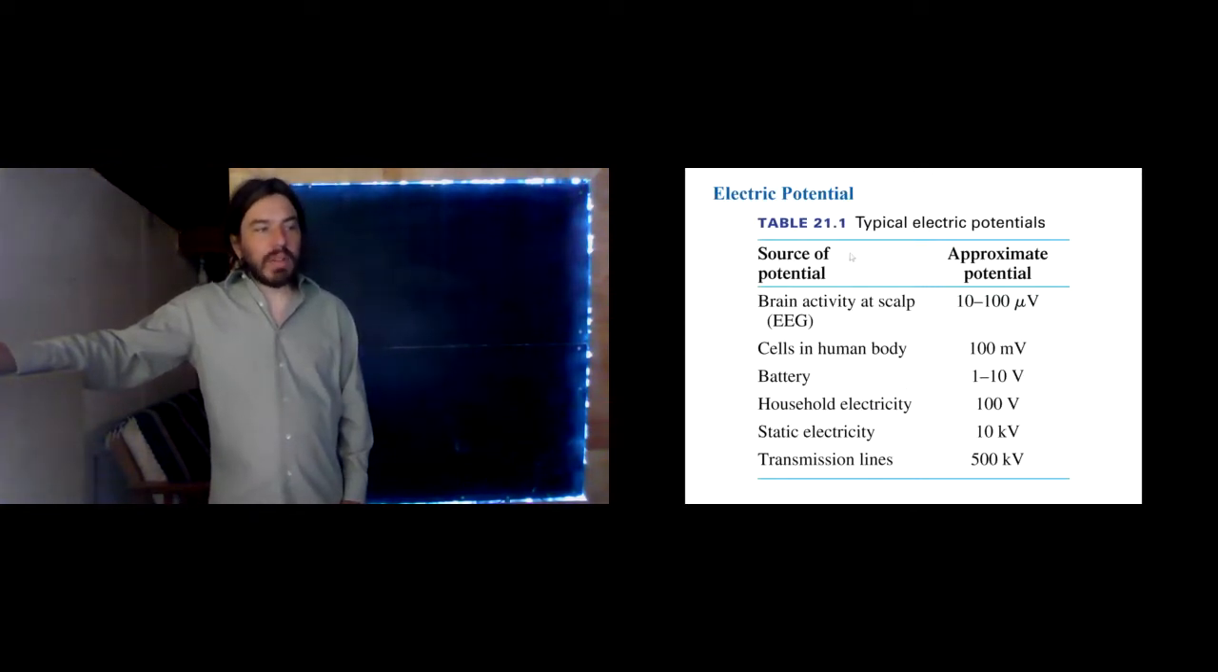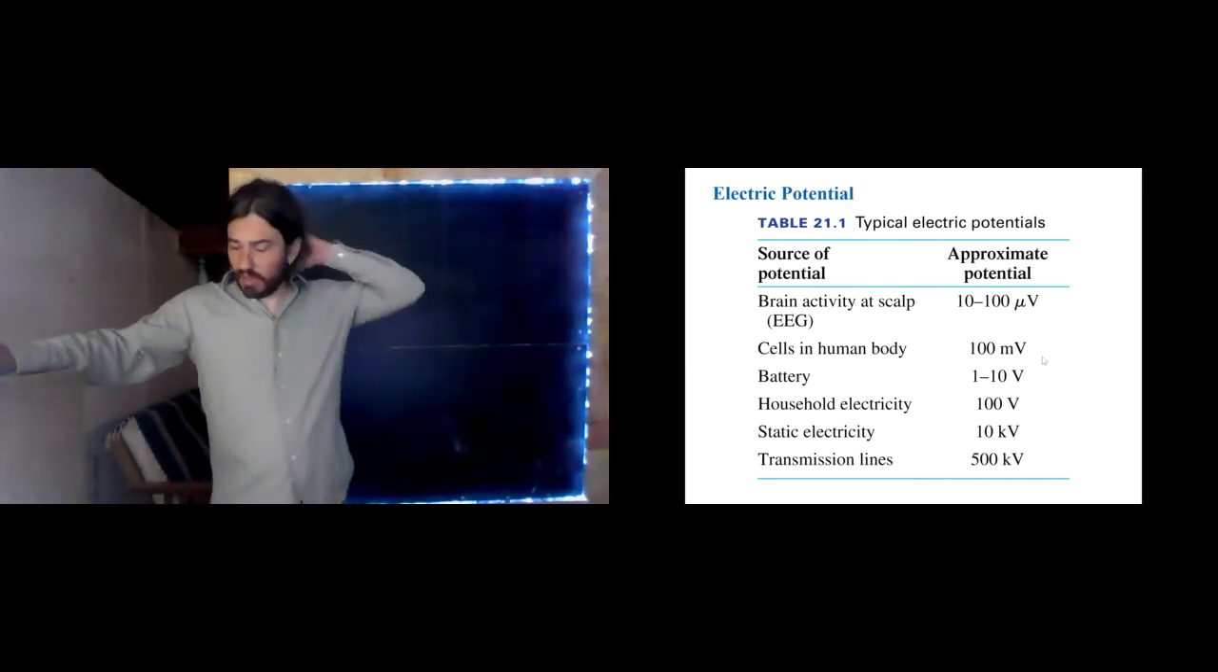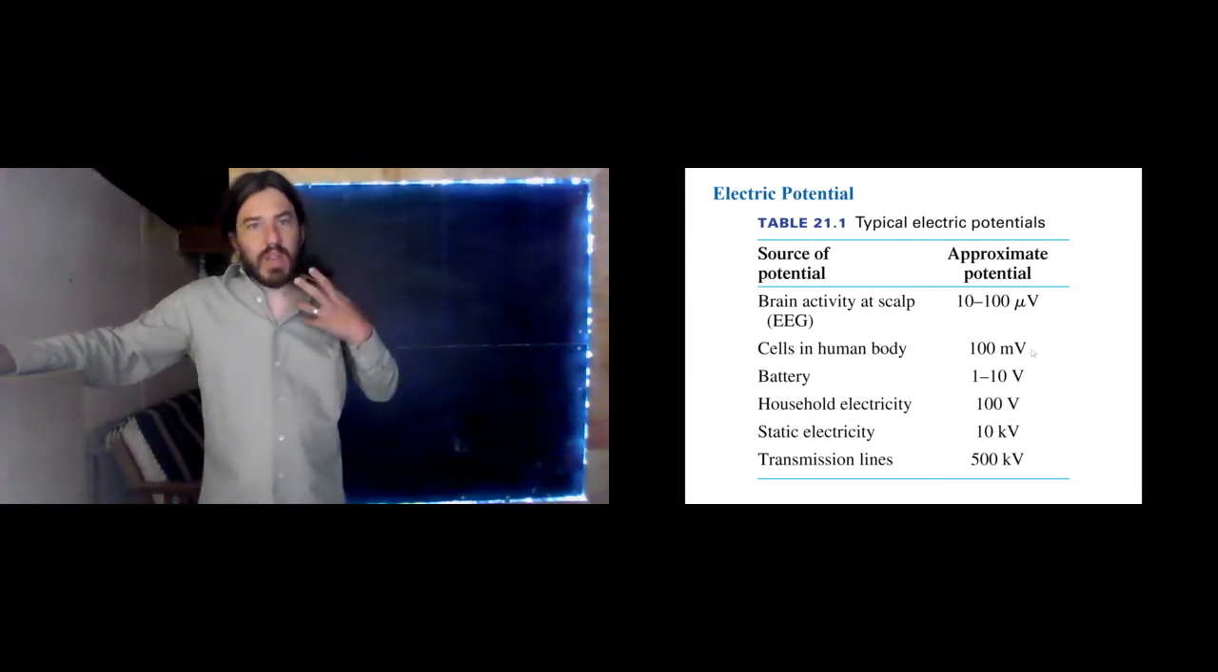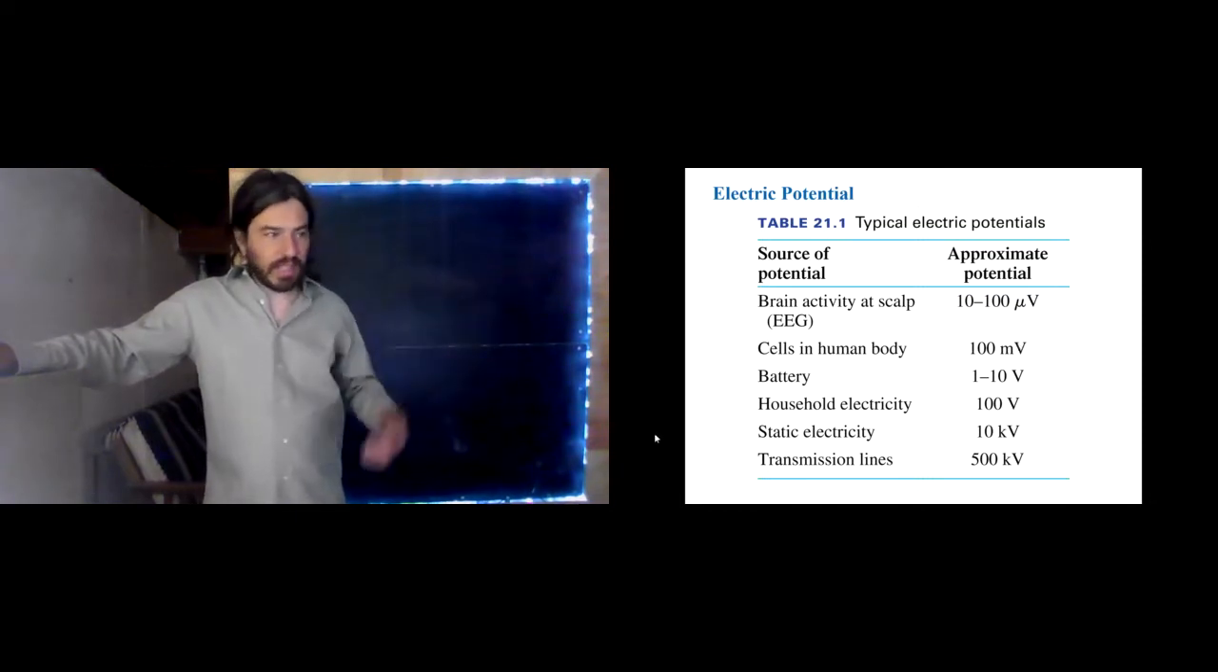Okay, typical electric potentials. Of course, you don't need to memorize these numbers. This is just to give you an idea of what a volt is. You can measure the brain activity at your scalp. That's something like microvolts. It turns out that the action potential in our cells is about 70 millivolts, a little less than 100 millivolts. And so it is a wave almost of potential moving along your nerve cells that is the way that your brain tells your muscle to do something. Okay, that's kind of cool.